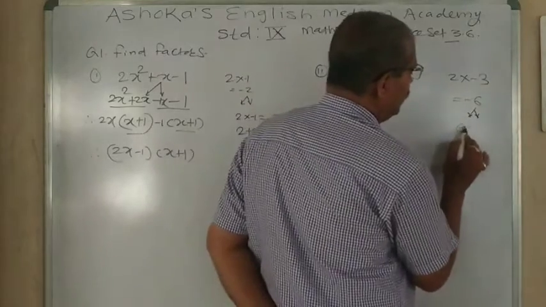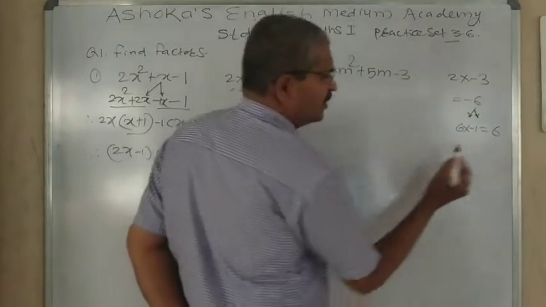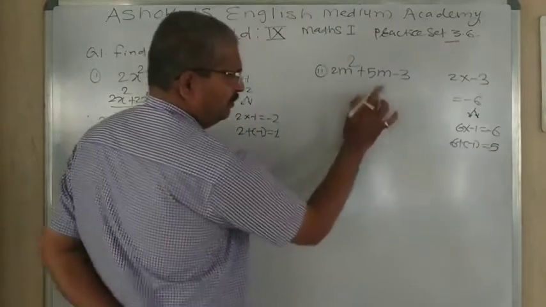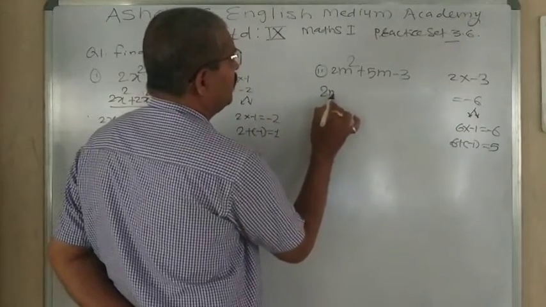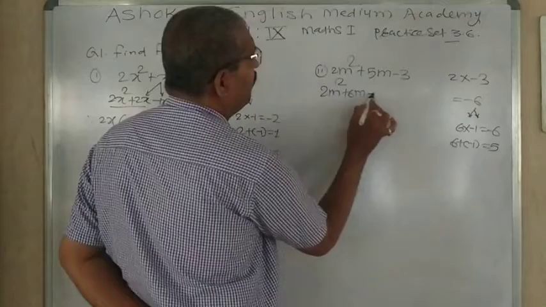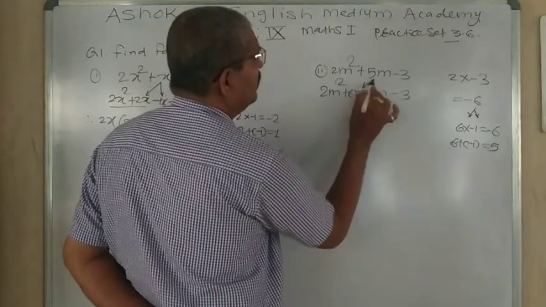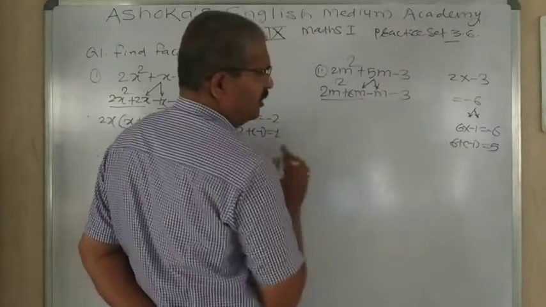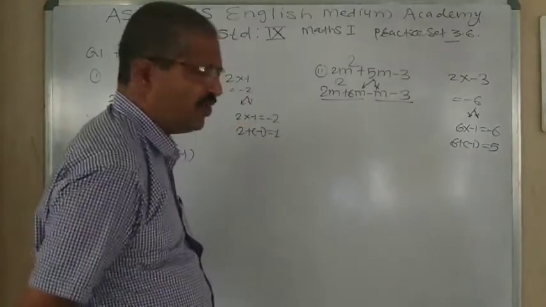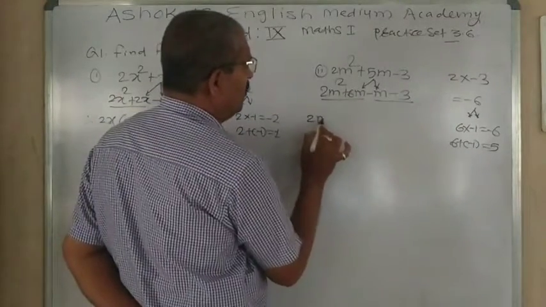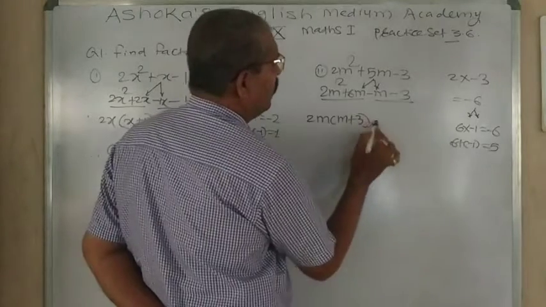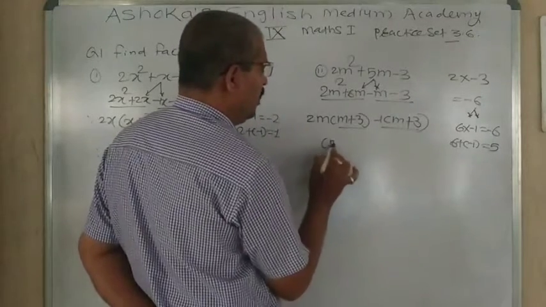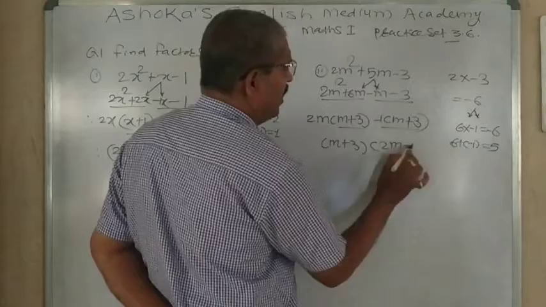Then I am taking here 6 into minus 1, that is equal to minus 6, and 6 plus minus 1 equals the middle term. Therefore 6 and minus 1 are the numbers: 2m square plus 6m minus m minus 3. This is the splitting of 5m. Now take a group of the first two terms, make a group of the next two terms, and from it take 2m common, m plus 3. From this minus 1, m minus 3, sorry, it becomes plus 3. Now m plus 3 and 2m minus 1.